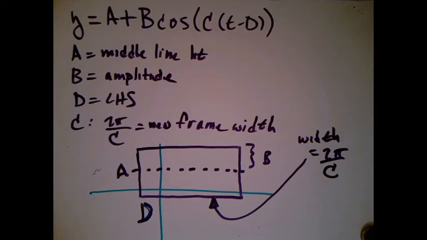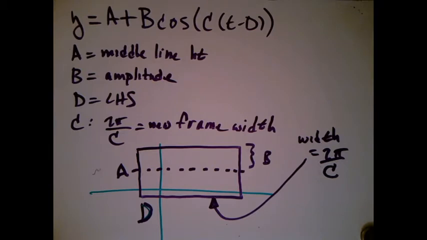Okay, just a quick reminder before we graph by framing. The graph of a general sine or cosine looks like y equals a plus b cosine or sine, we're doing cosine, of c times t minus d. A is always just the middle line height. B is always the amplitude, so that's just the distance between the middle and the top.